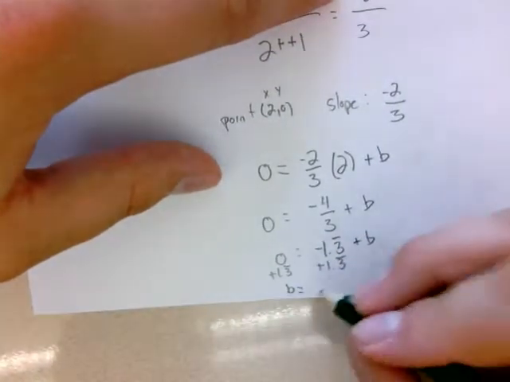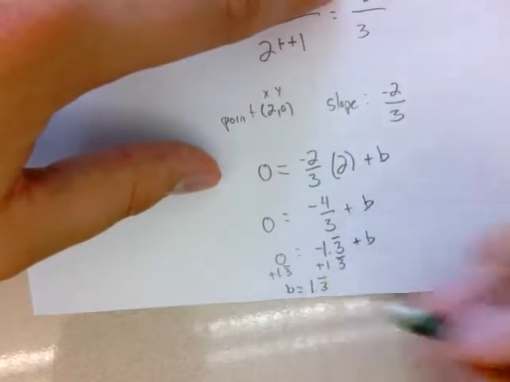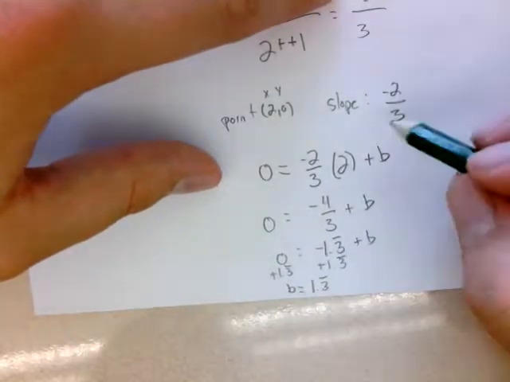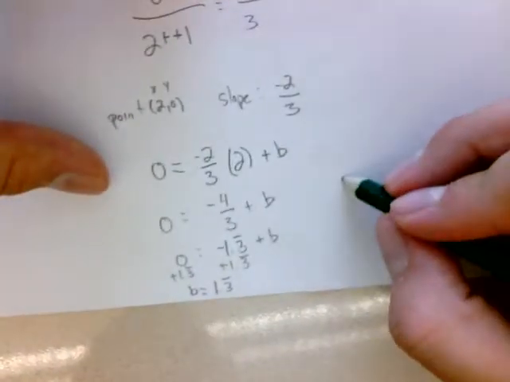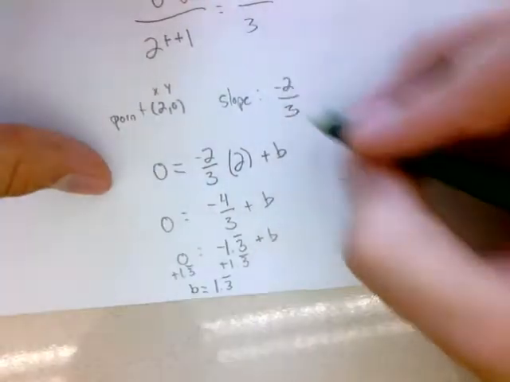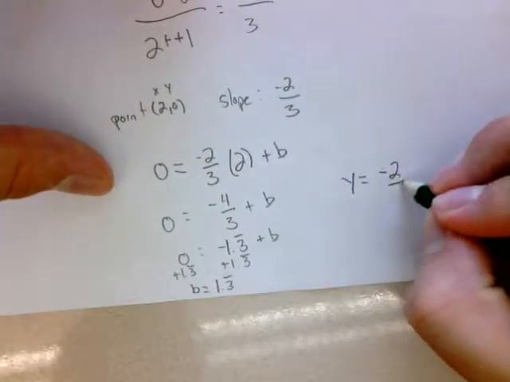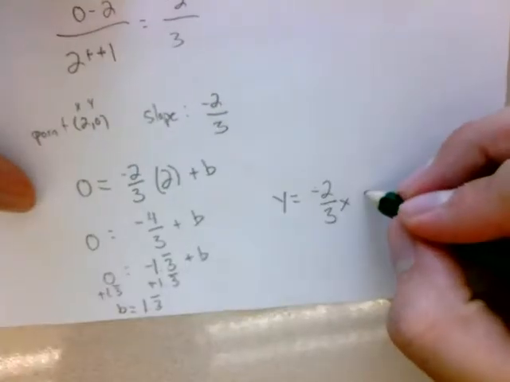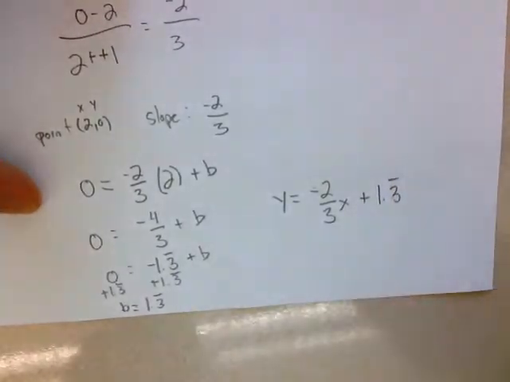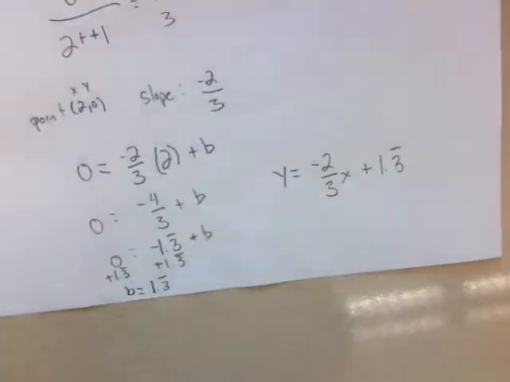And you get b equals 1.3 repeating. We know our b, we know our slope. Let's put it in the y equals format. Y equals our m, which is our slope, 2/3, x plus 1.3 repeating. Alright, done with the first page.